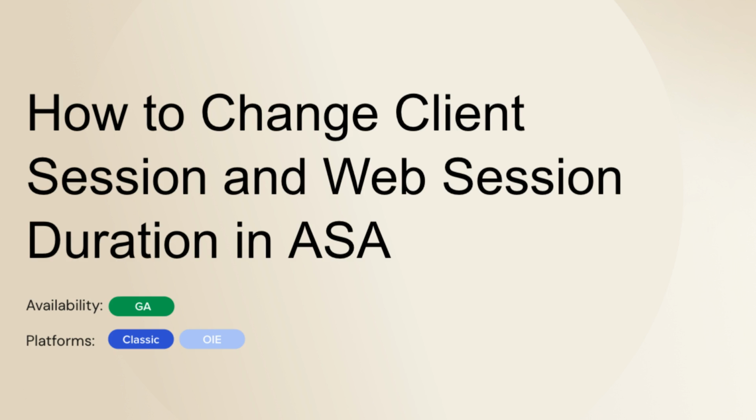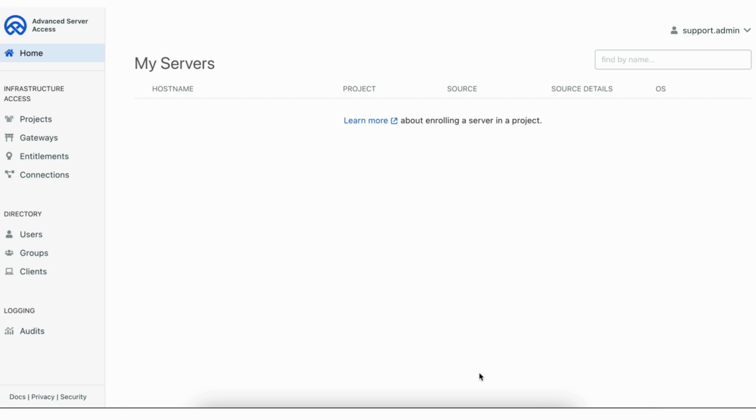Today, we're going to show you how to adjust the session duration in Advanced Server Access, or ASA for short. First off, let's talk about what session duration is. In ASA, session duration is the amount of time a user can stay logged in before needing to log in again. By default, this is set to 10 hours.